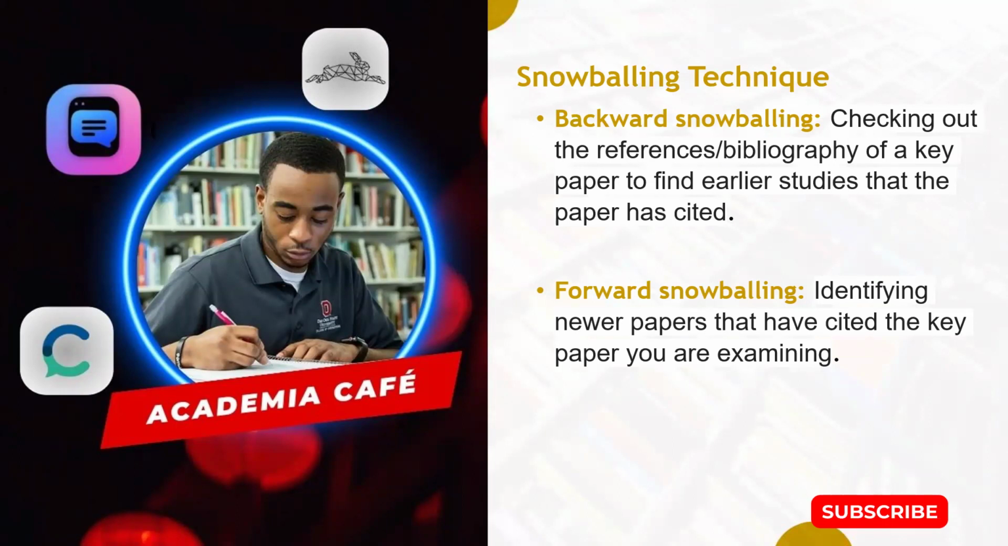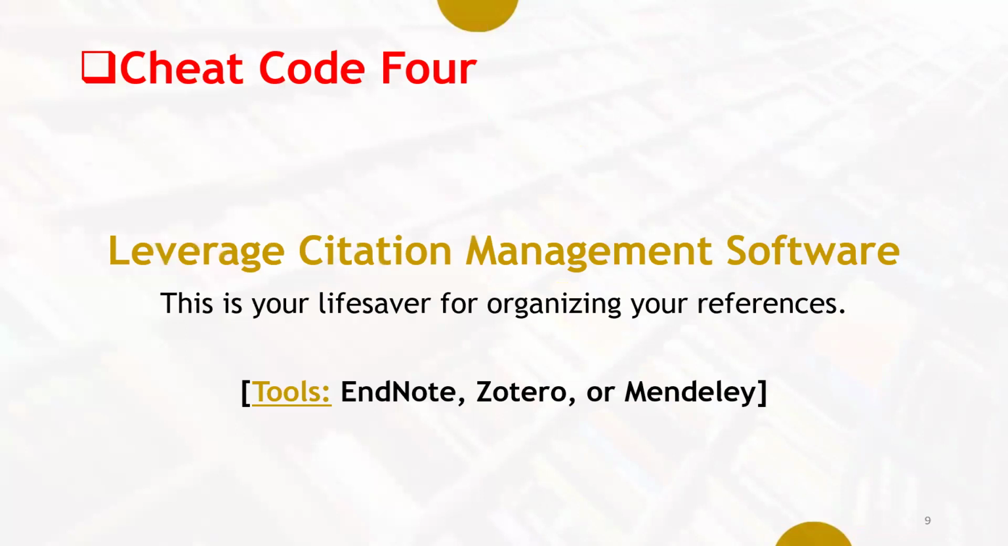All right, let's move on to cheat code number 4. This is about staying organized and efficient throughout your literature review process. Imagine having all your sources neatly organized, easily accessible, and ready to be cited correctly with just a few clicks. Tools like Zotero and Mendeley transform the way you organize your research materials, making the entire process smoother and less stressful.